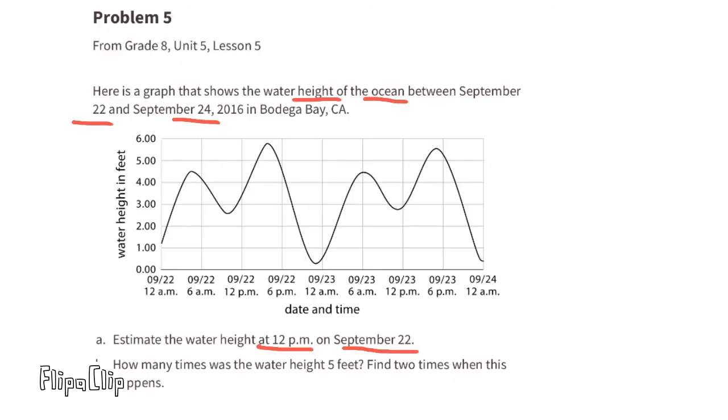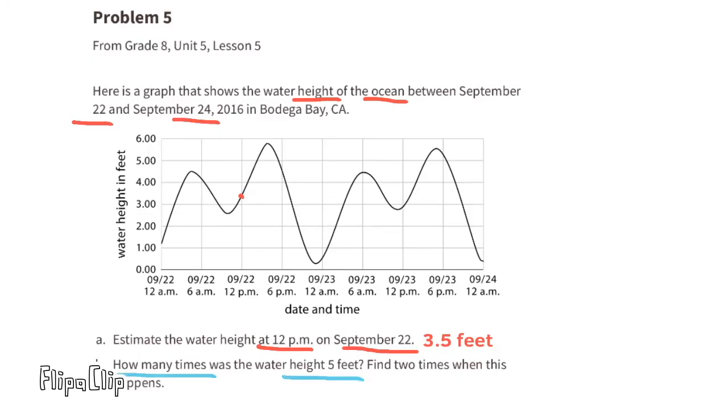Problem number 5 from 8th grade, Unit 5, Lesson 5. Here is a graph that shows the water height of the ocean between September 22nd and September 24th, 2016 in Bodega Bay, California. A. Estimate the water height at 12 p.m. on September 22nd. First, locate September 22nd along the horizontal axis, or the x-axis, and along the same axis locate 12 p.m. Slide up to the graph and put a point on the line. I estimate that the water height in feet is approximately 3.5 feet.